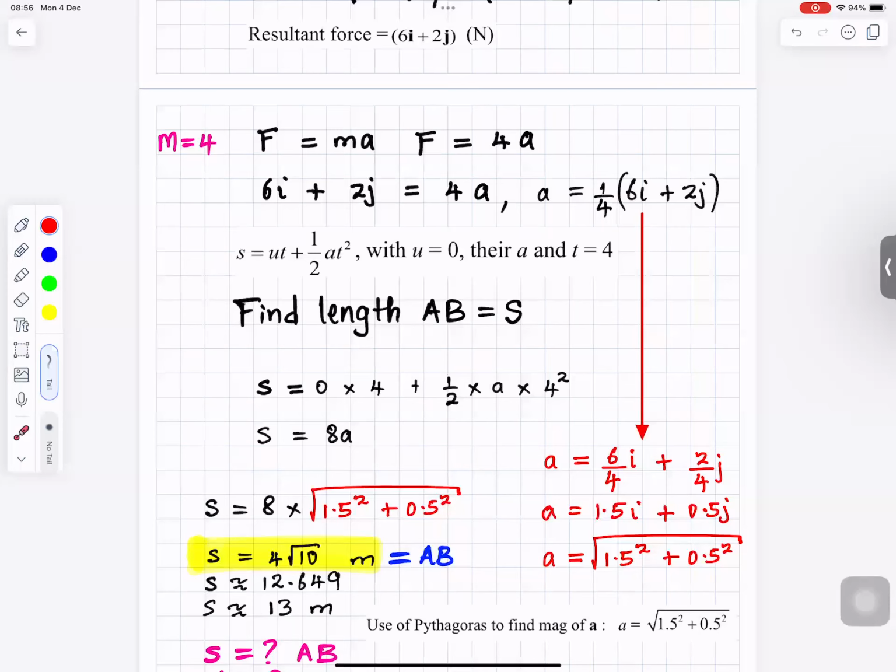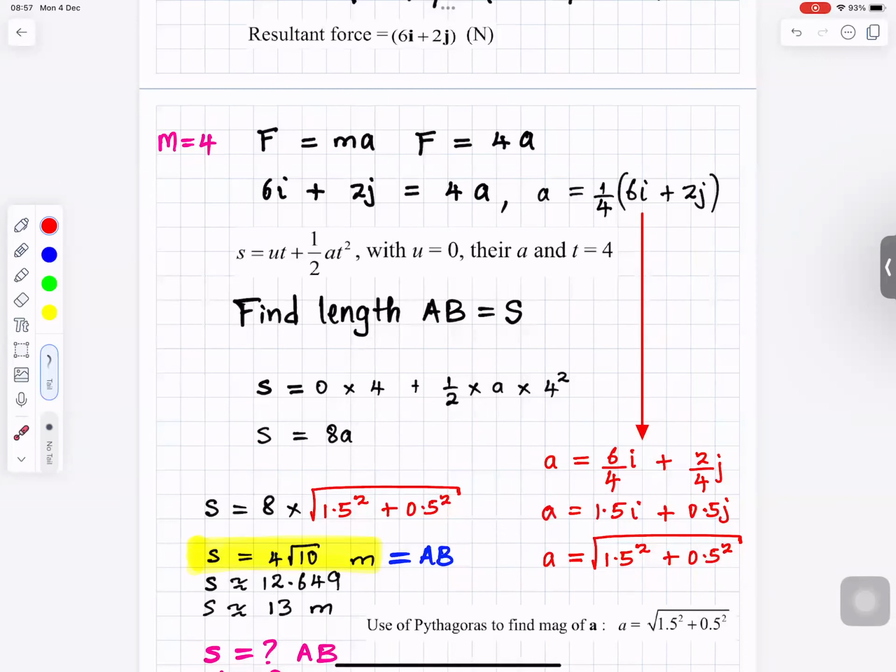Now we know what A is. 1 over 4 times 6 is 6/4, which is 1.5. 1/4 times 2 is 2/4, which is 0.5. So A is 1.5i plus 0.5j. And the magnitude of A is the square root of 1.5 squared plus 0.5 squared. So we would use that for A there.